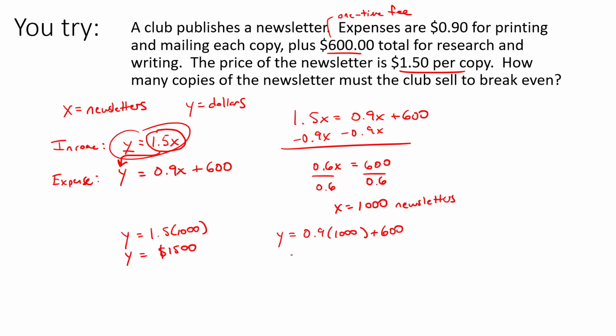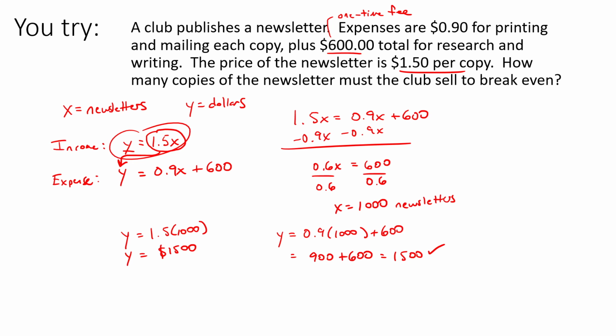Okay, and sure enough, that's going to give me 900 plus 600, which I know is going to be 1,500. So again, I have made as much money as I am spending. And so what that tells a business owner, this club, is that we need to sell 1,001 newsletters before we start turning a profit. And so you make decisions based off that.